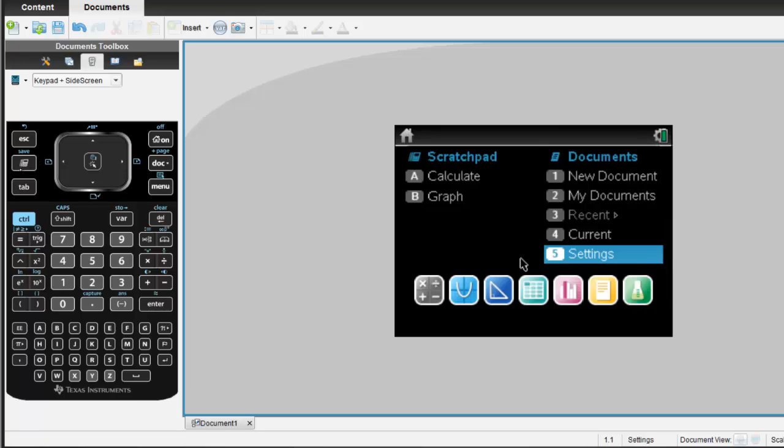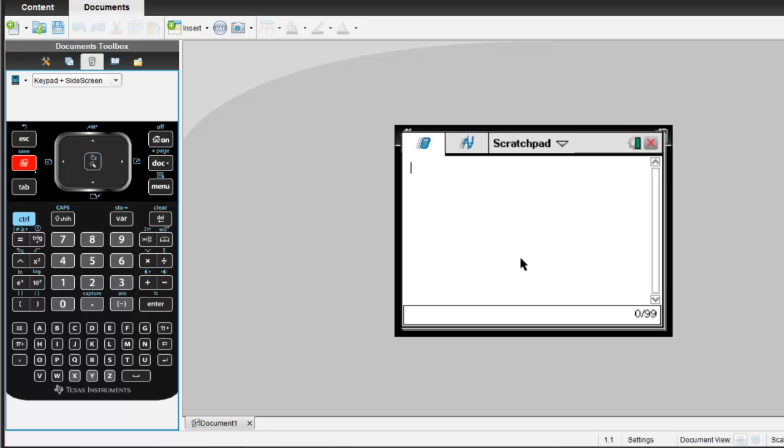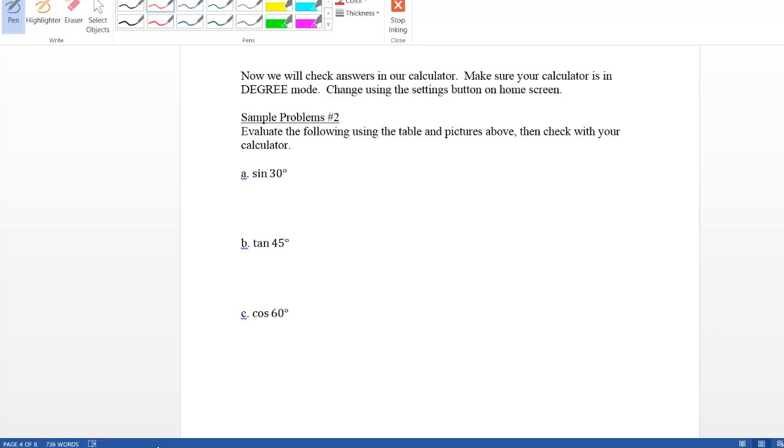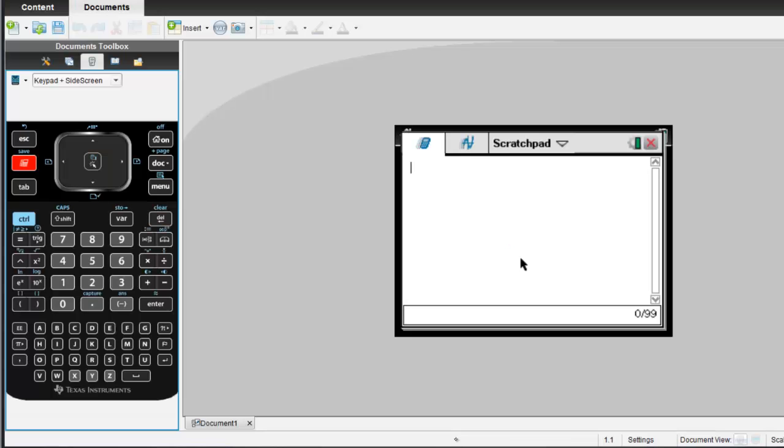And it says that you want to hit OK. And so now I'm going to go to my calculator. Now the quick and easiest way to test this, and you can see here on sample problem 2, it says evaluate the following using the table. Well, we know that the sine of 30 is going to equal 1/2. That is going to be the quickest and easiest way for you to determine if your calculator is in degree mode or not. So let's see how we do that.